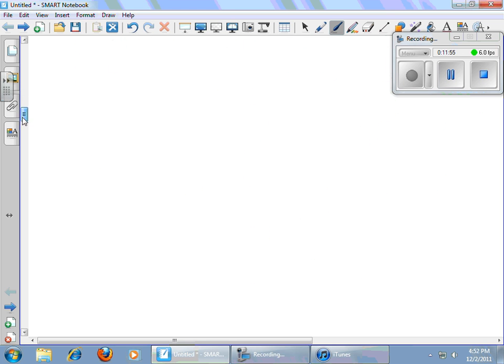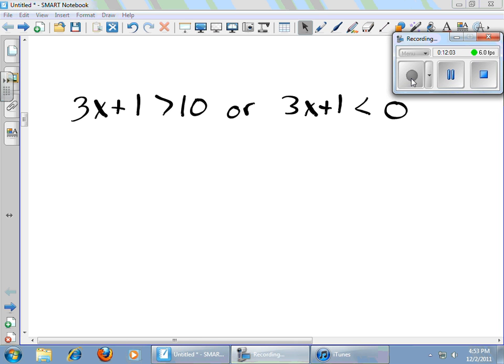All right, now there's another type of inequality. You might have a compound inequality that is actually broken up into 2 parts using the word or. You have 3x plus 1 is greater than 10, or 3x plus 1 is less than 0. I'm going to solve these two independently of each other, but then when I go to my number line, I'll put both graphs on the same number line. So let's watch and see how this works.